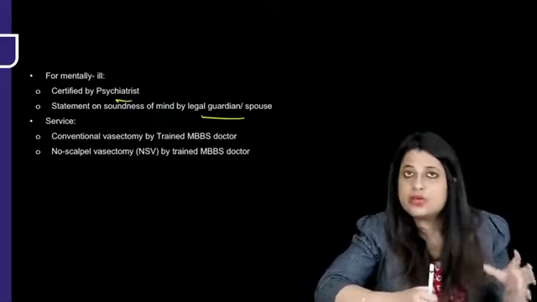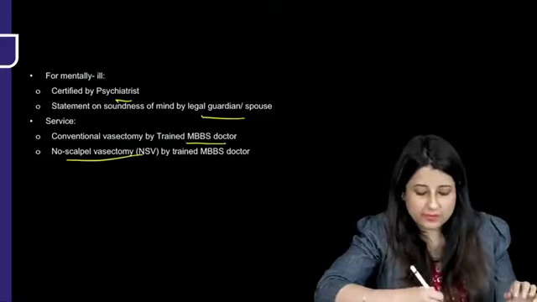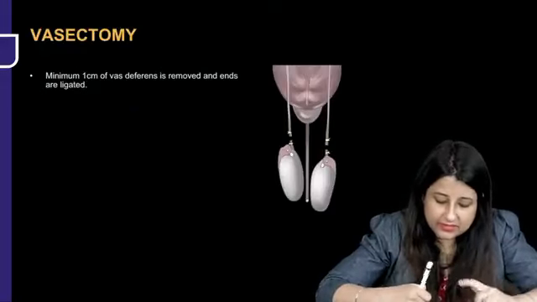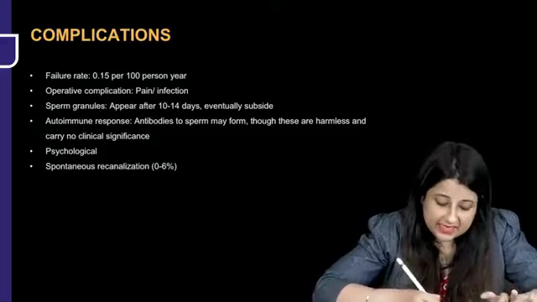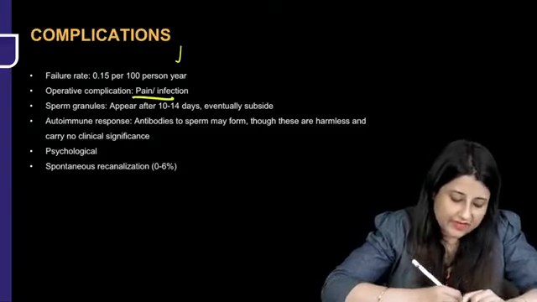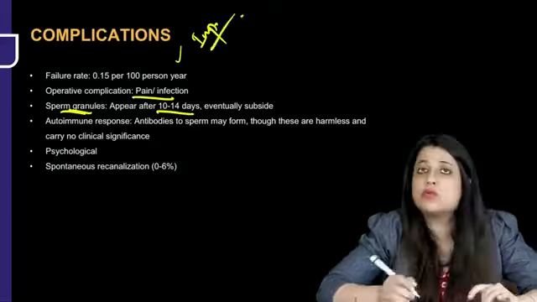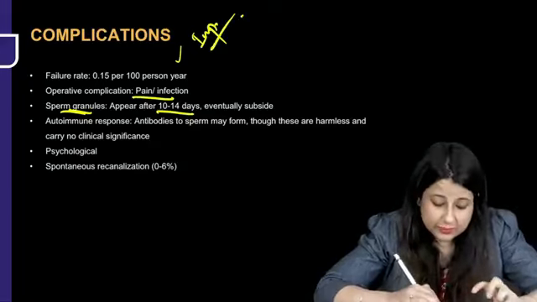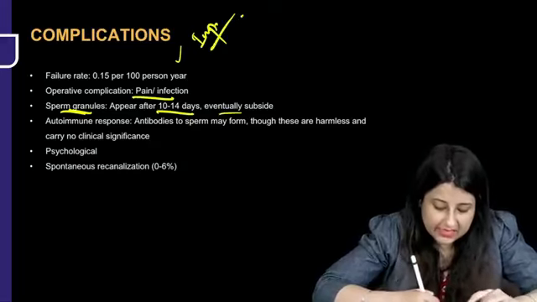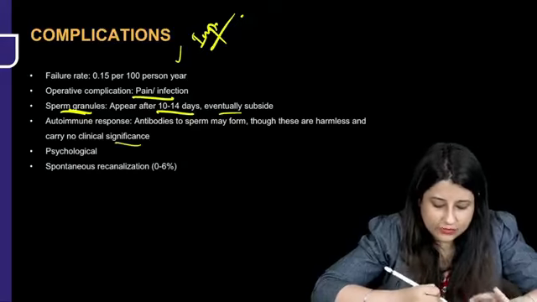Now, you can have a conventional vasectomy which is done by a trained MBBS doctor, but now we prefer non-scalpel vasectomy. Look, 1 centimeter of vas deferens is removed. Ends are ligated. Failure rate is very low, hardly. Sometimes operative complications like pain and infection, and sperm granules appear. This is important. Actually, vasectomy is more important than tubectomy for your answers. Sperm granules definitely appear after 10 to 14 days, but they eventually subside. Autoimmune response, antibodies to sperm may form, although they are harmless and carry no significance.